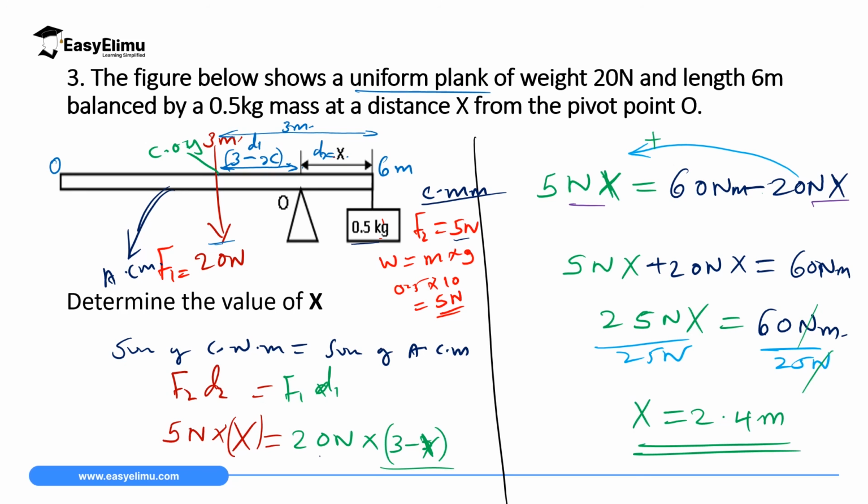And if you want to know the distance from the pivot to the center of gravity, you take this equation here: 3 minus x, which in this case is going to be 0.6. But this one is the distance d1. Here we are looking for d2, that is equal to x. So our x is 2.4 meter.